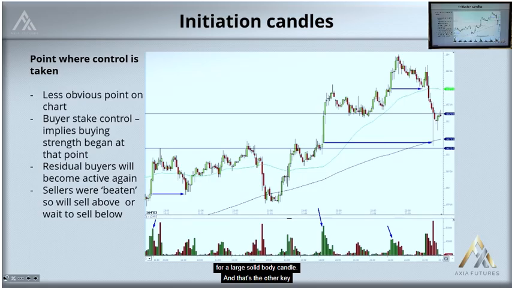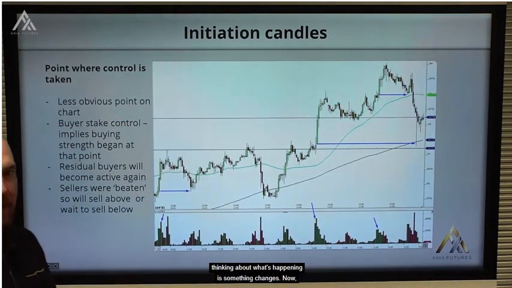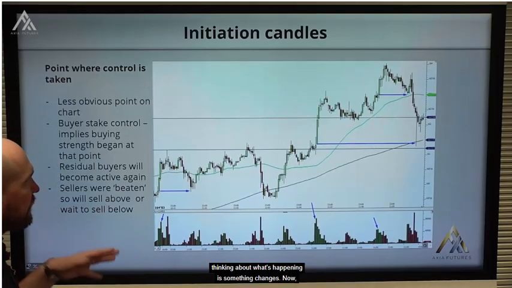And that's the other key hallmark of an initiation candle. So you're looking for a candle that has a larger body than the candles around it, previous candles. So here, nice clear movement, nice clear movement. But you're also looking for that on these candles as well. And that's what's so crucial on these. And what you've got to be thinking about, or what's happening here, is something changes.